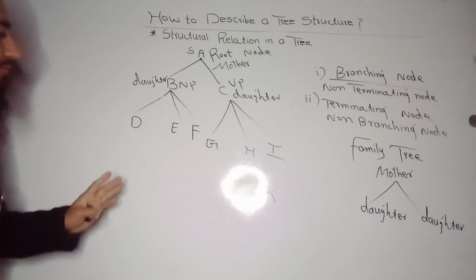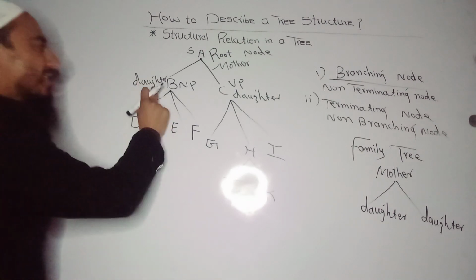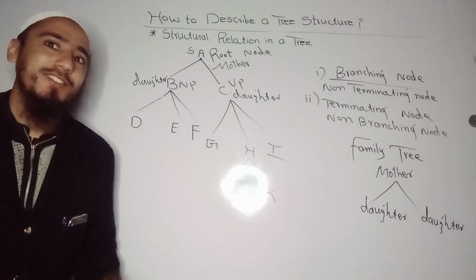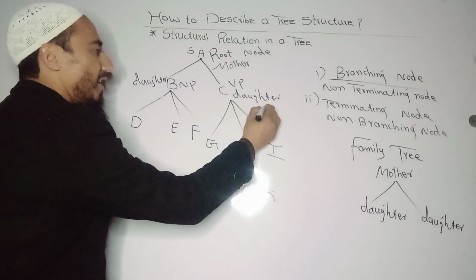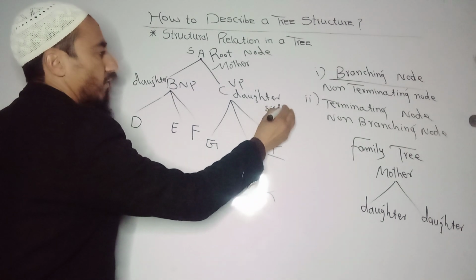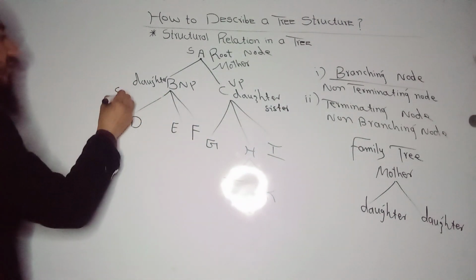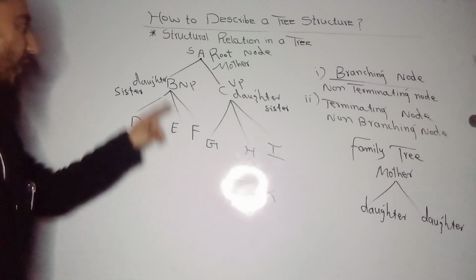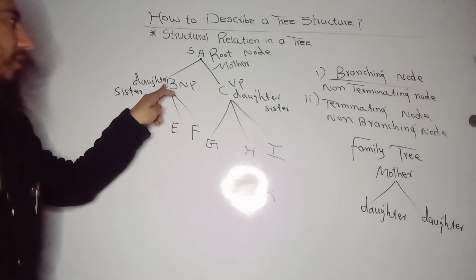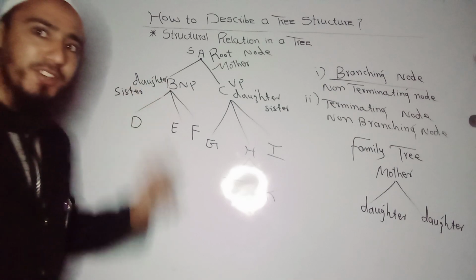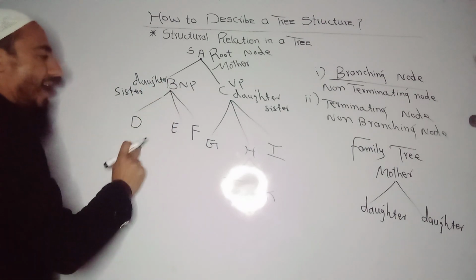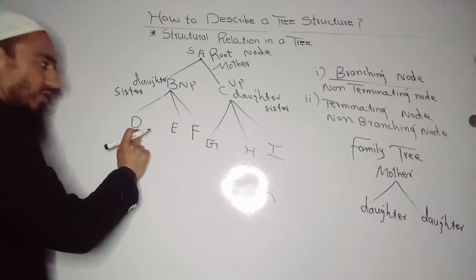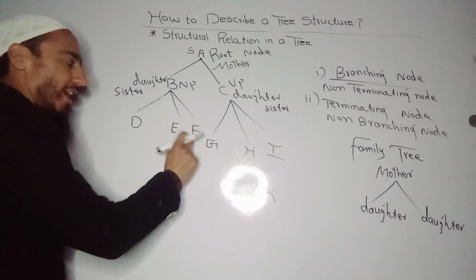Okay. Now, same is the case, this daughter and this daughter, which is B and C, they are the sisters of each other. So they are sisters. They are also called the sister of each other. Okay, now let's talk about this branch, this node. This node also has daughters. Like B node has daughters, which is D and E and F.